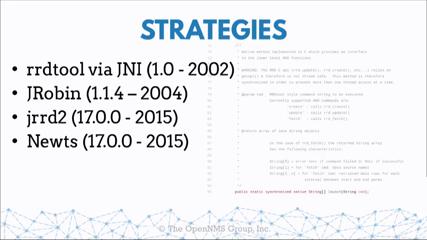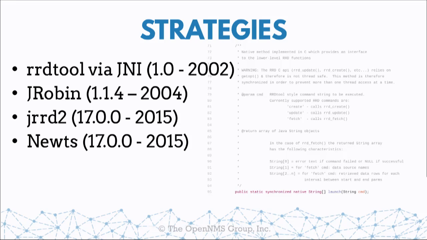And then in OpenNMS, we've used a number of different time series strategies over time, right? So when we first released 1.0, we used RRDTool. OpenNMS is written in Java. So we talked to librrd via JNI instead of fork-execing the RRDTool process every time you needed to write something.